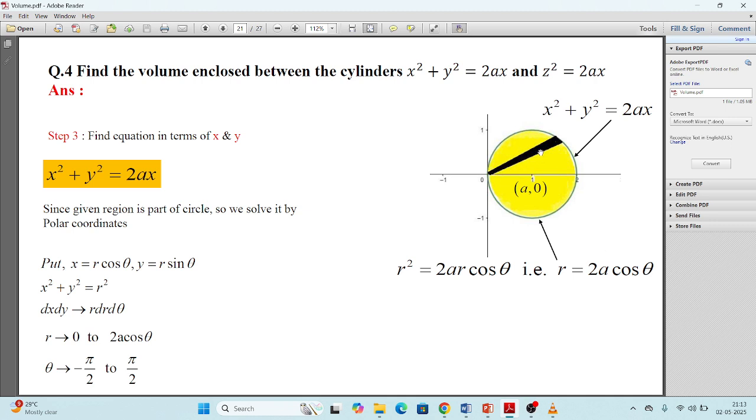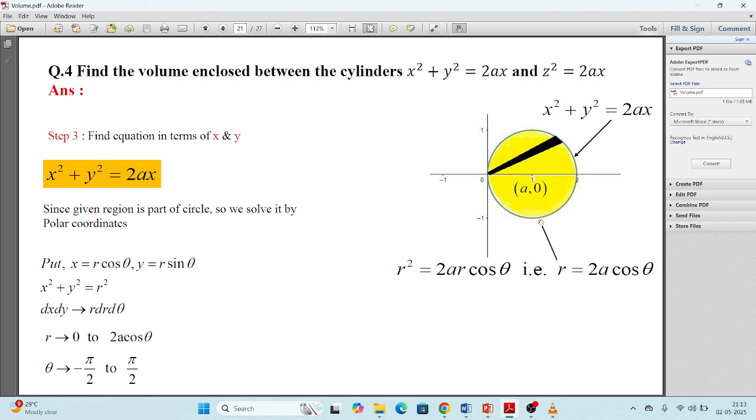Now here, if you check, this is a strip, and if it moves along, the value of the radius will be different at every point. It is not constant from the origin. So that is why the limit of r is 0 to 2a cos theta. It is a variable, it varies, it changes continuously.